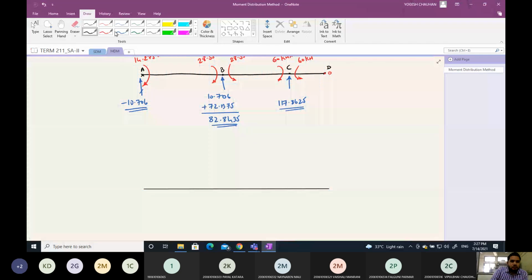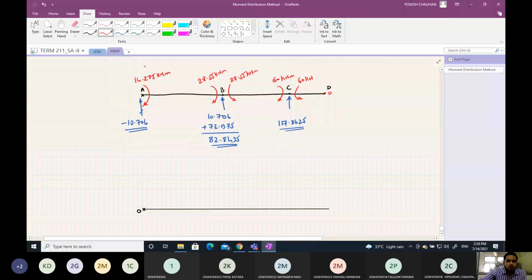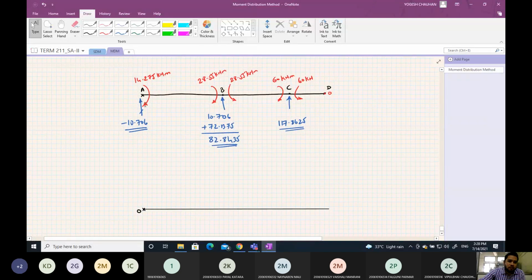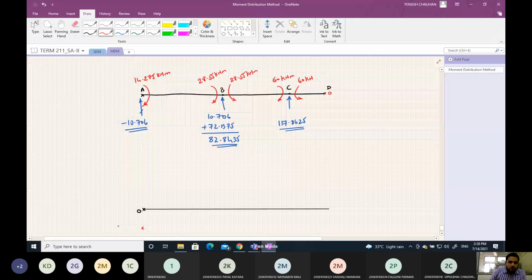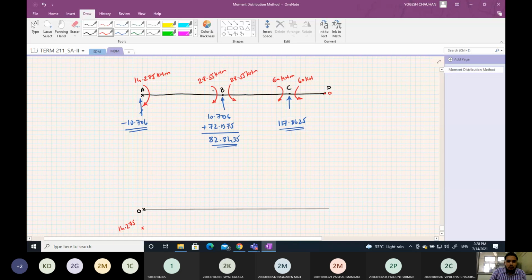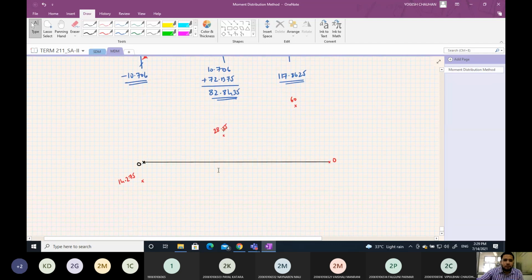Bending moment just to the left of A is 0. Bending moment just right of A is 14.275. Now it is in clockwise direction, so the arrow is pointing downward at point A, so it will be here, 14.275. Now this is pointing upward, so here it will be 28.55. Then this is again pointing upward, so this is 60, and here it will be 0. Now we can connect this.